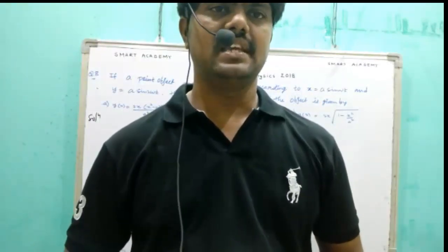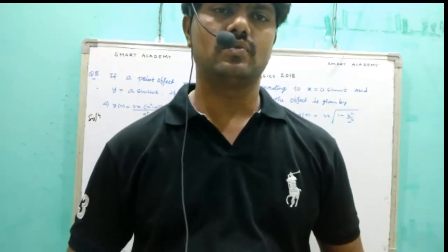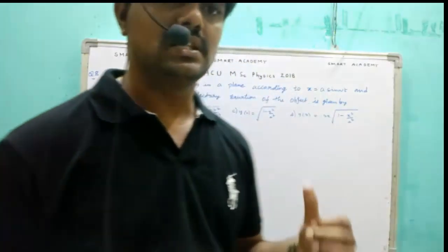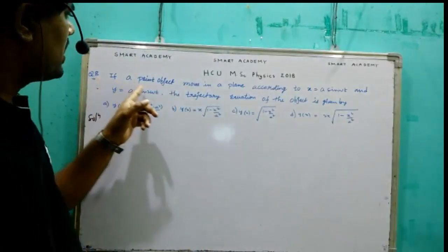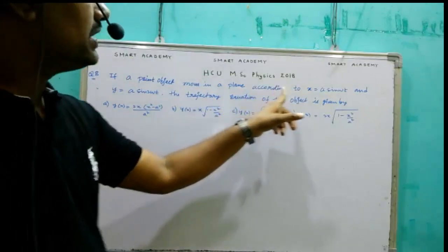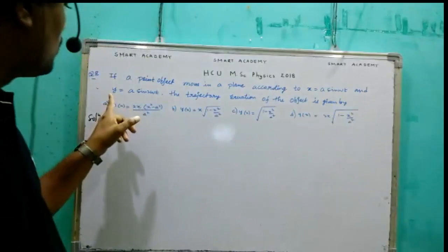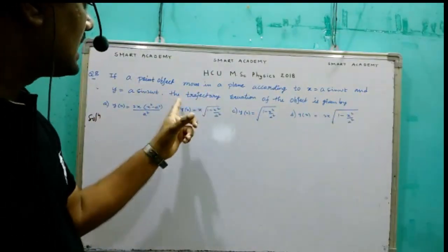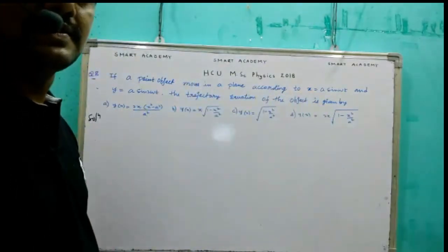Now we discuss the SCU MSc Physics 2018 question solutions. So here we have the eighth question. If a point object moves in a plane according to x equal to a sin omega t and y equal to a sin 2 omega t, what is the trajectory equation for these two displacements?